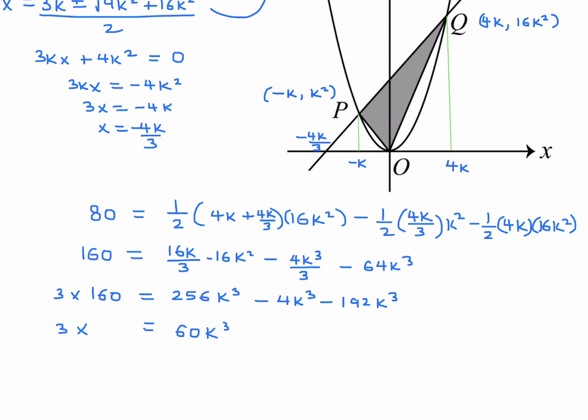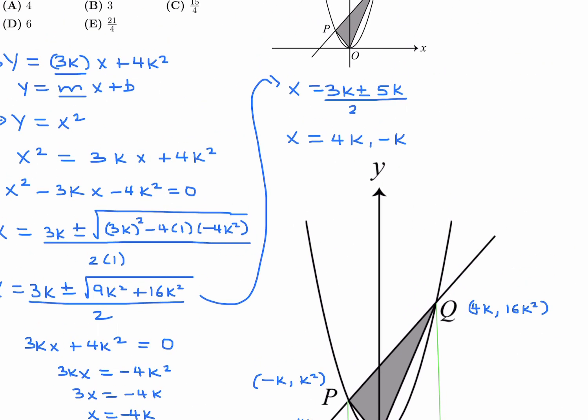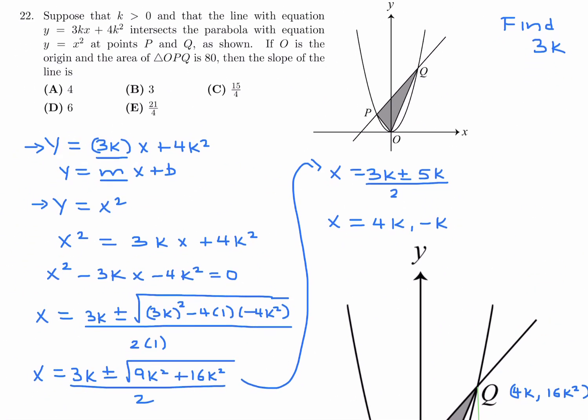And on this side, we've got 3 times 160. So 3 times 160 is 480. 480 divided by 60 is 8. So 8 is k to the power of 3. Therefore, k is 2. Great. And at the very end, we had to figure out, if you recall, the slope of that line, which is 3k. I even wrote it over here. Well, k is 2, so 3k would be 3 times 2, which is 6. So number 22, the answer is D.